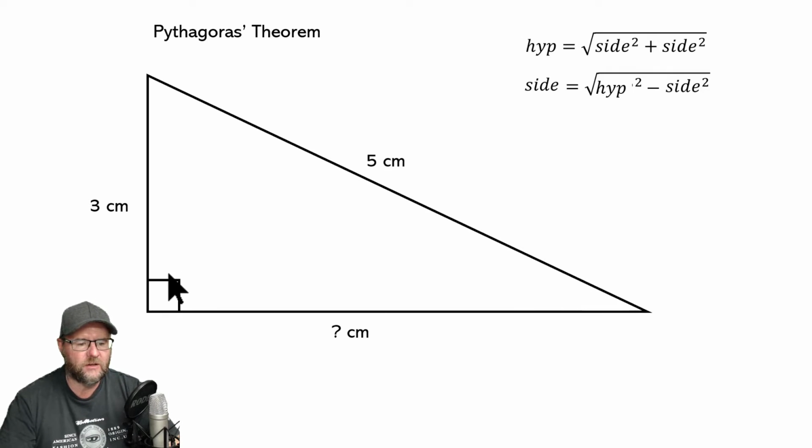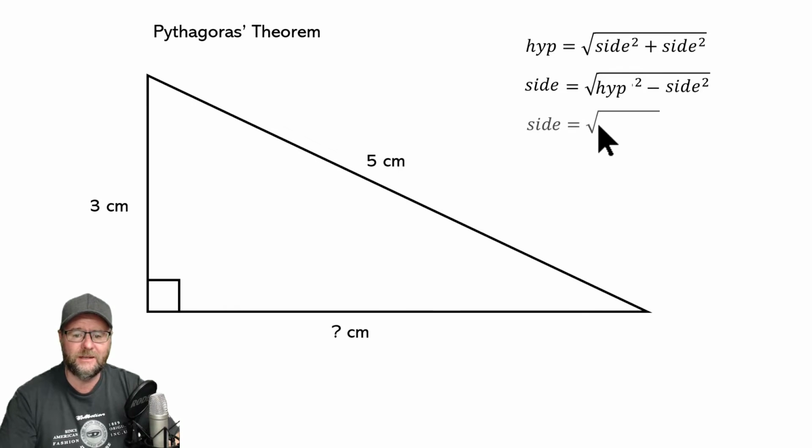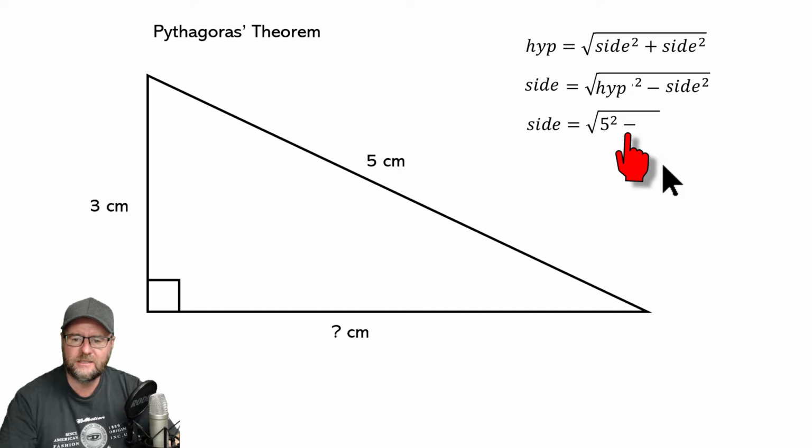I've got a right angle triangle. I do have the length of the hypotenuse here, so I've already been given that. So I'm going to be finding the length of one of the other sides. So I'm going to use this form of my Pythagoras theorem, and all I do is plug in the numbers that I have. The hypotenuse is 5, so hypotenuse squared will be 5 squared, minus the side that I'm given, which in this case was the 3, so 3 squared.